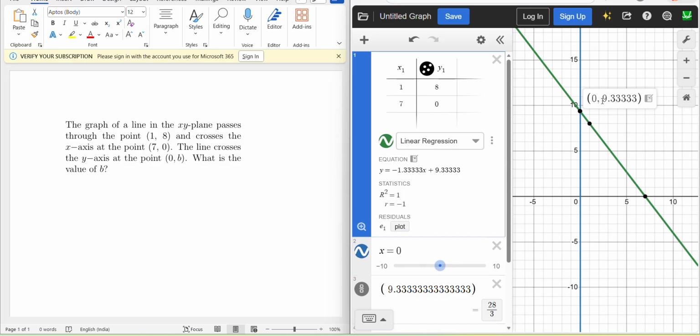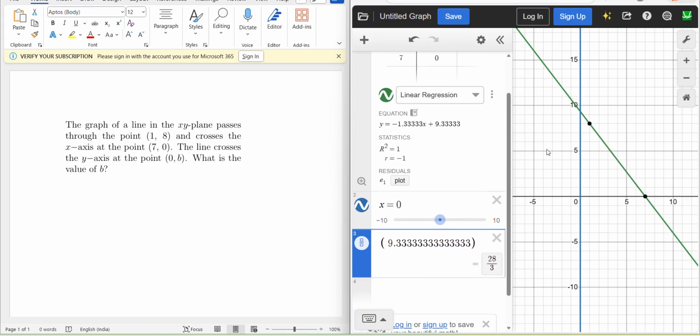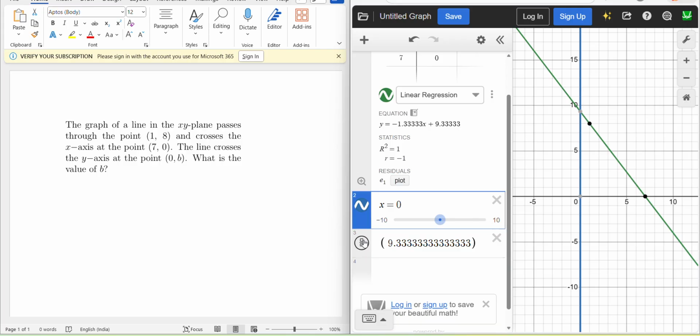As you can see, when x equals 0, y is 9.333. In the exam, what you will do here is directly copy from this graph and write it down here, and then click the fraction button and write it in fraction form to avoid mistakes. So this is how the simplest question looks hard in the Digital SAT exam.